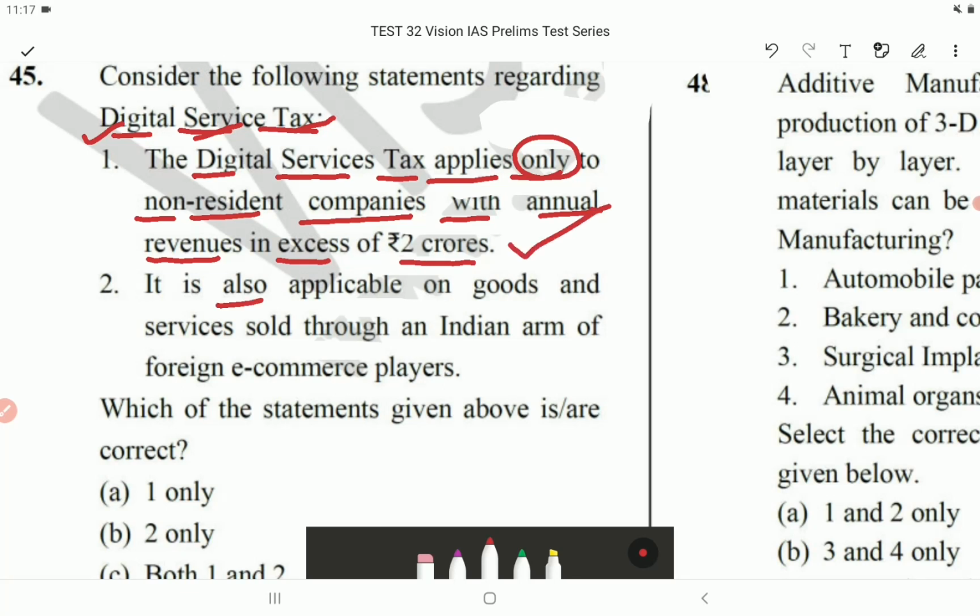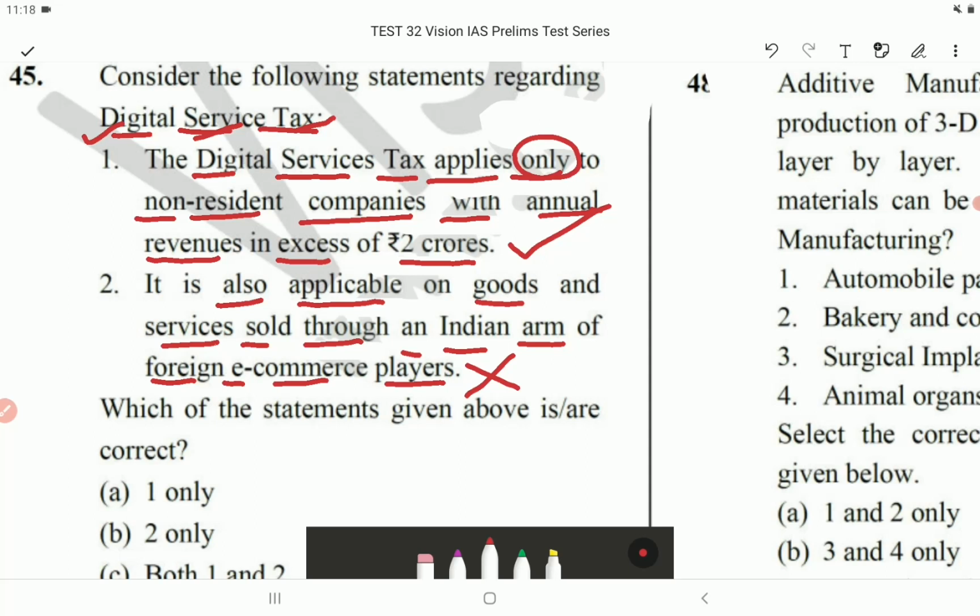Statement 2. It is also applicable on goods and services sold through an Indian arm of foreign e-commerce players. This is incorrect. The government has decided not to levy 2% digital service tax if goods and services are sold through an Indian arm of foreign e-commerce players.